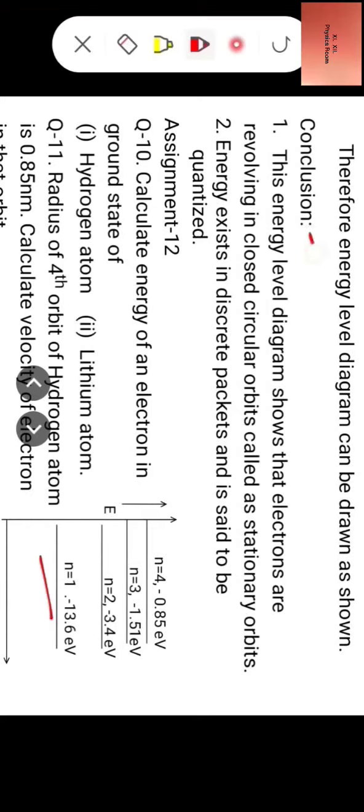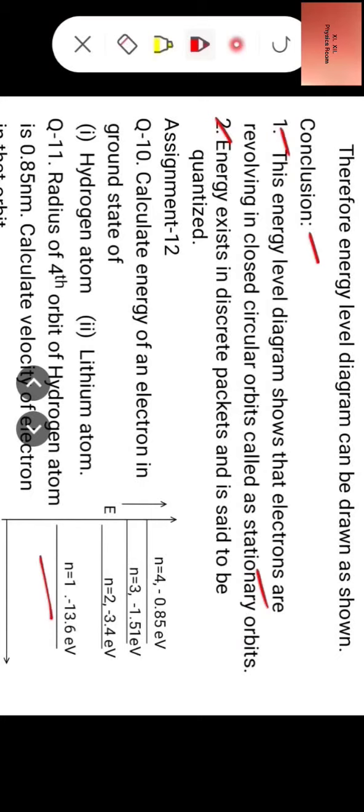Now, conclusions drawn. First conclusion is that this energy level diagram shows that electrons are revolving in closed circular orbits called stationary orbits. And second, energy exists in discrete packets and is said to be quantized. Because when you look at this energy level diagram, there is no energy existing between N equal to 1 and N equal to 2, N equal to 2 and N equal to 3, and N equal to 3 and N equal to 4. So these are discrete packets of energy.